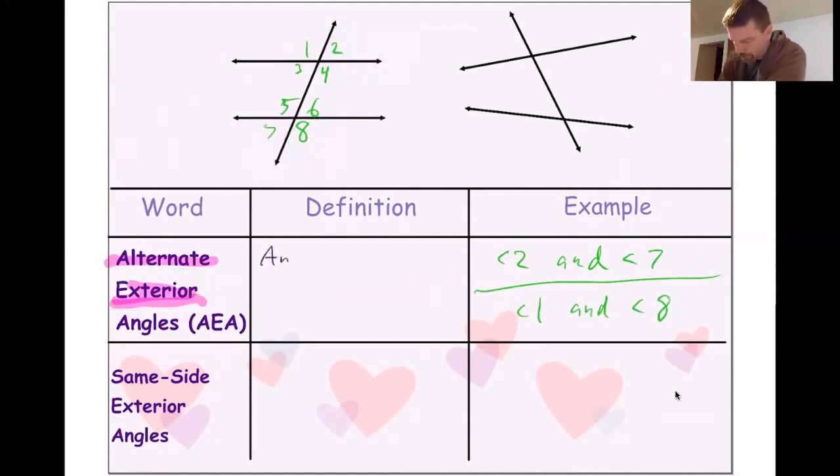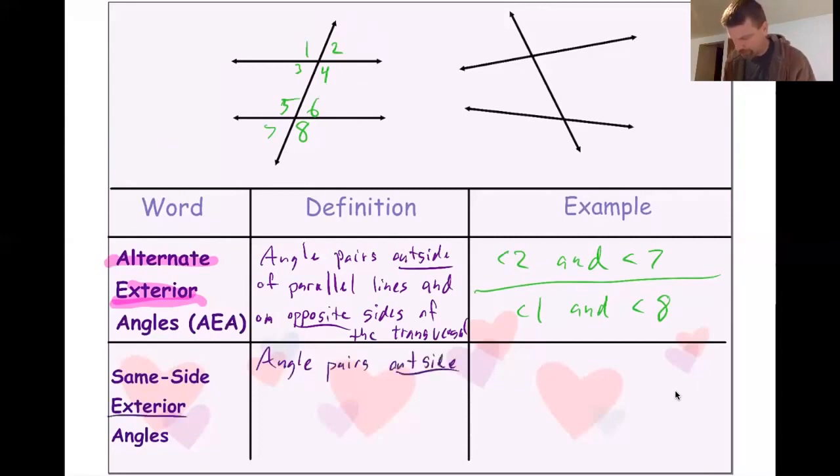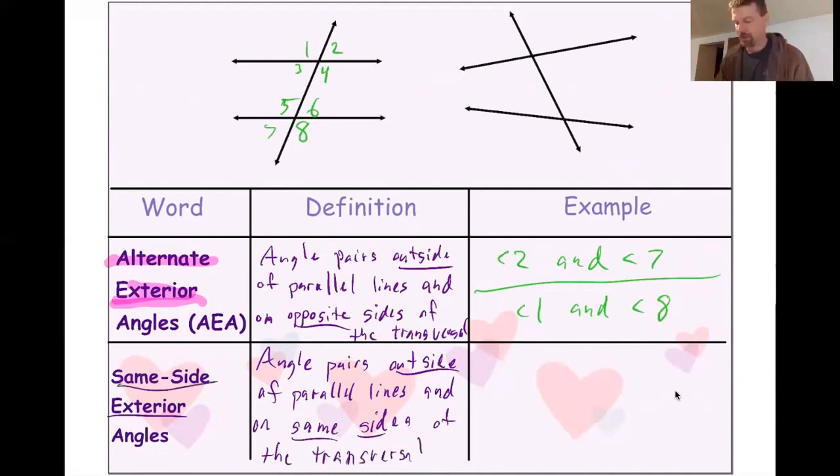They are angle pairs outside, and I'm going to say parallel lines again, but it could be any lines, and on opposite sides of the transversal. All right, same side exterior angles. We're almost done. Same exact thing. It's angle pairs, again, outside, because that's what that exterior means, of parallel lines, and on same sides of the transversal. Let's give it a shot.